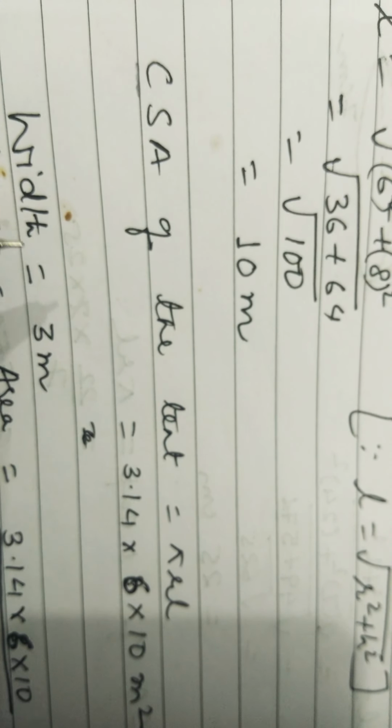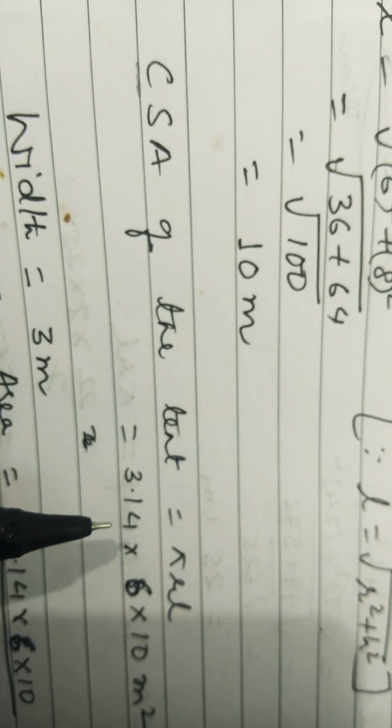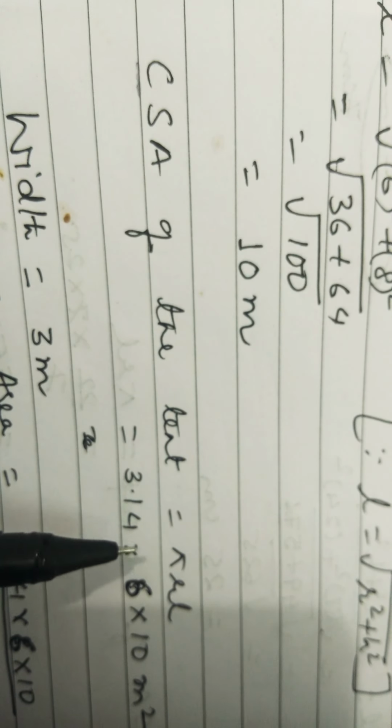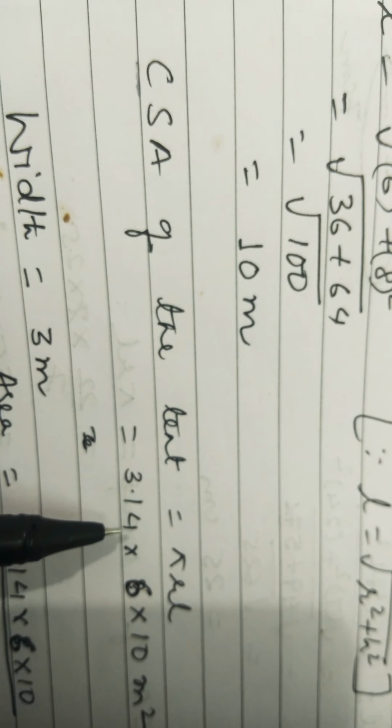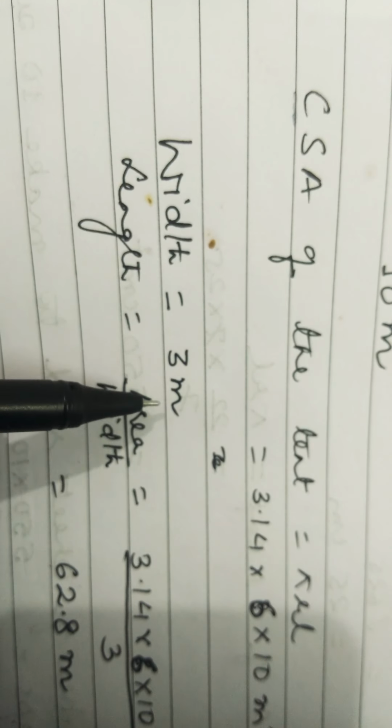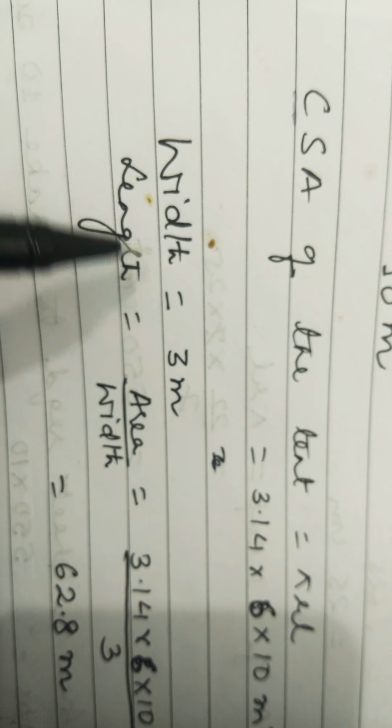Now the curved surface area of the tent is given by pi RL. So here we have to use the value of pi as 3.14. So 3.14 into 6 into 10 meter square. Now the other information which is given is width equals 3 meter, and we have to find out the length of the tarpaulin required for making the conical tent.